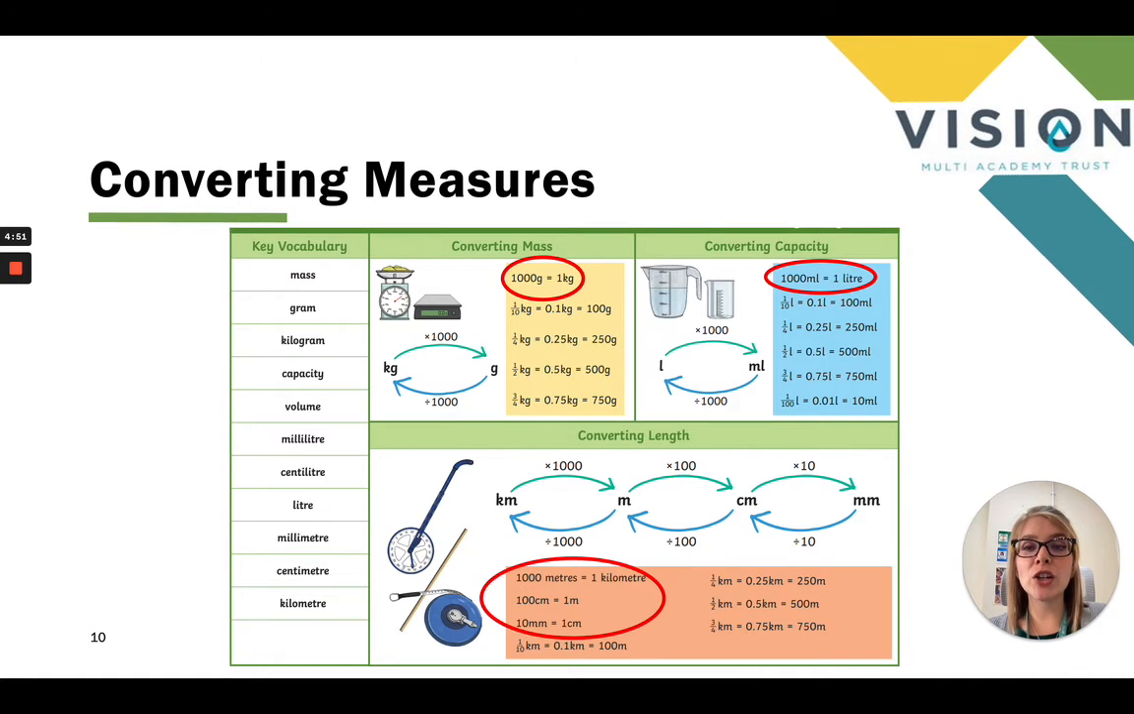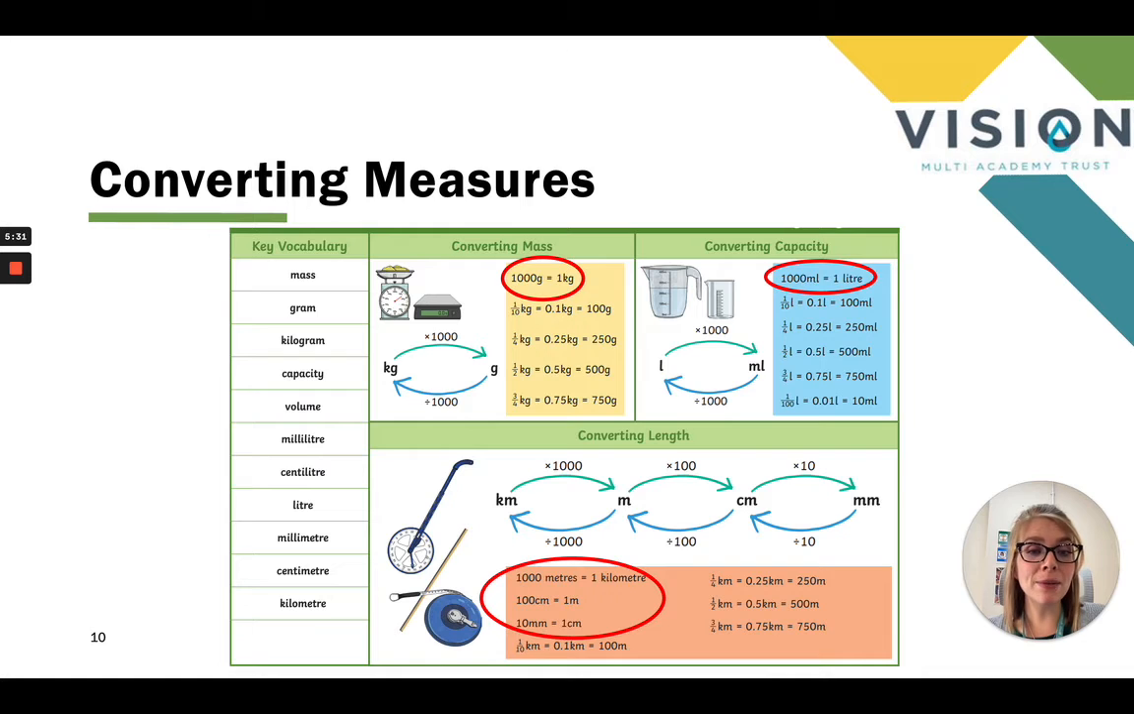So we're looking at converting measurements here. We've got some key vocabulary on the left hand side for weight and mass, capacity and length, and I have circled the most important ones for us to remember. So converting mass, it's important that we know that 1,000 grams is equivalent to 1 kilogram. Kilo meaning 1,000, so that's an easy way for us to remember it. When converting between kilograms and grams, if we want to convert kilos to grams, we multiply by 1,000. And if we want to convert grams to kilograms, we divide by 1,000.